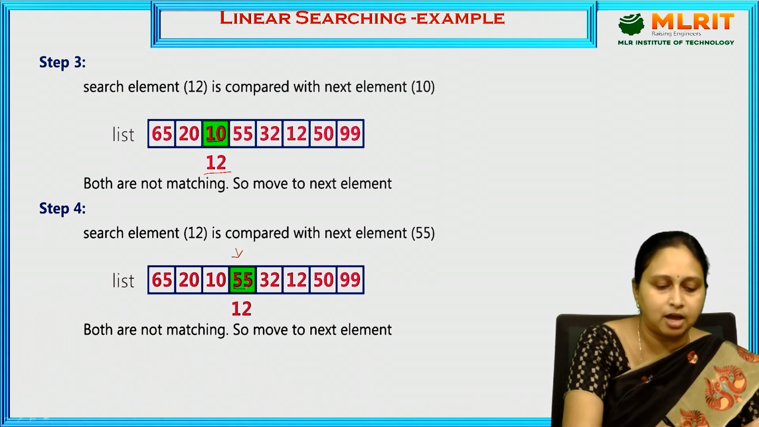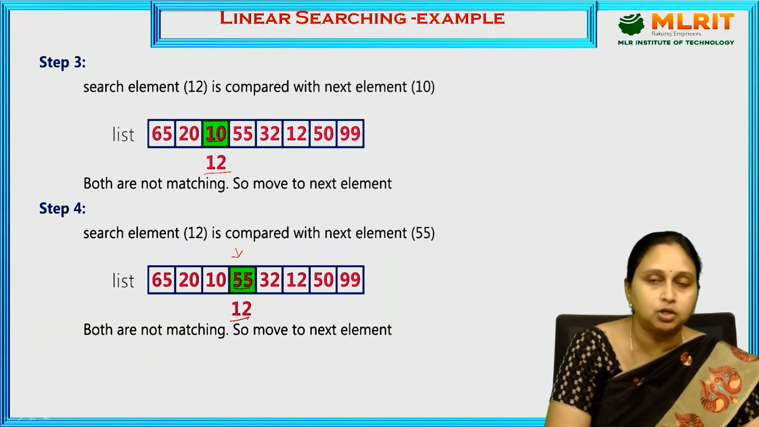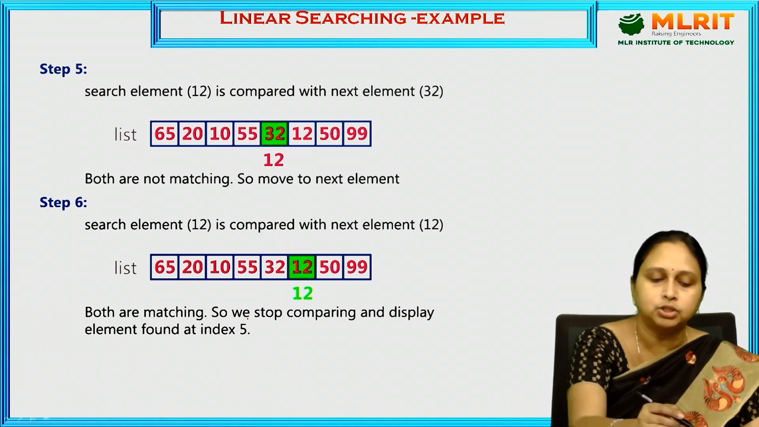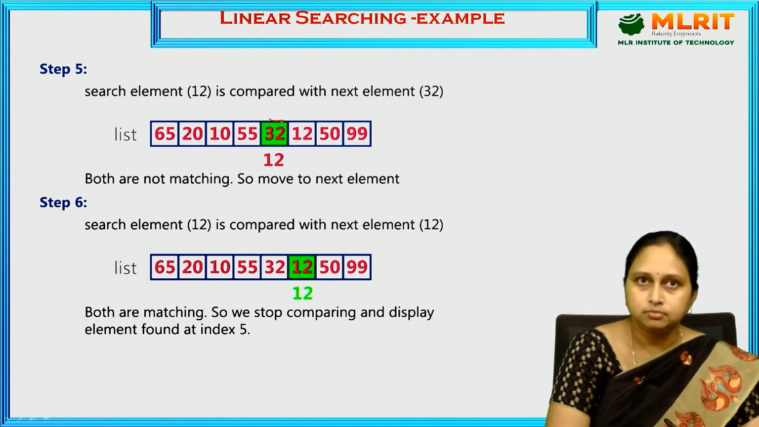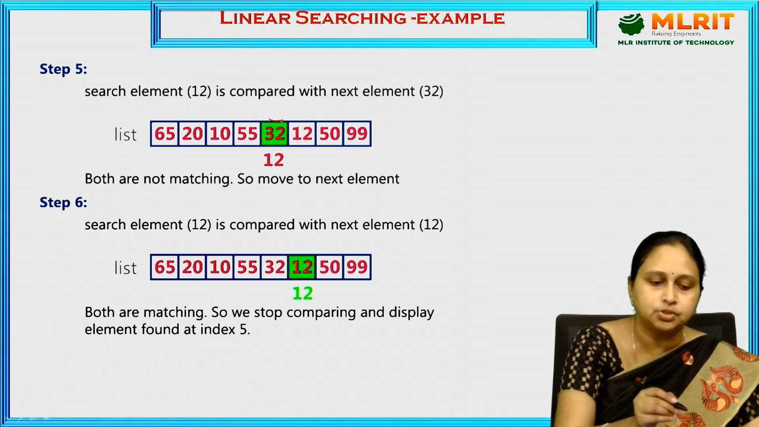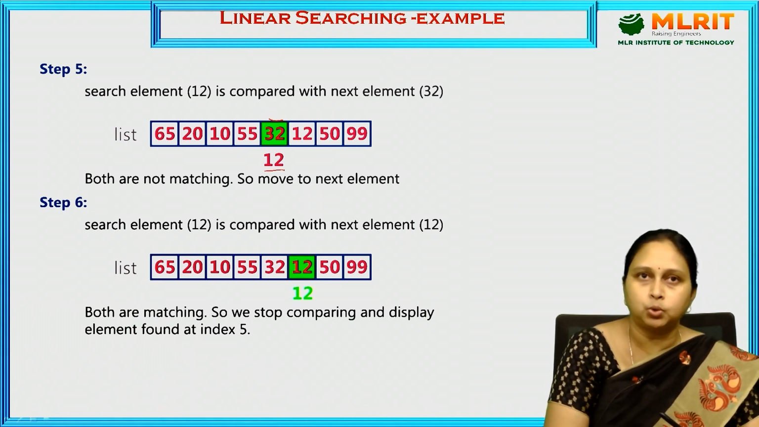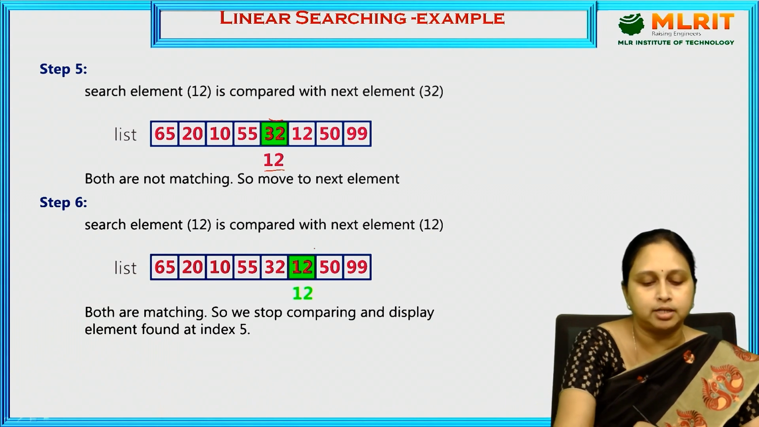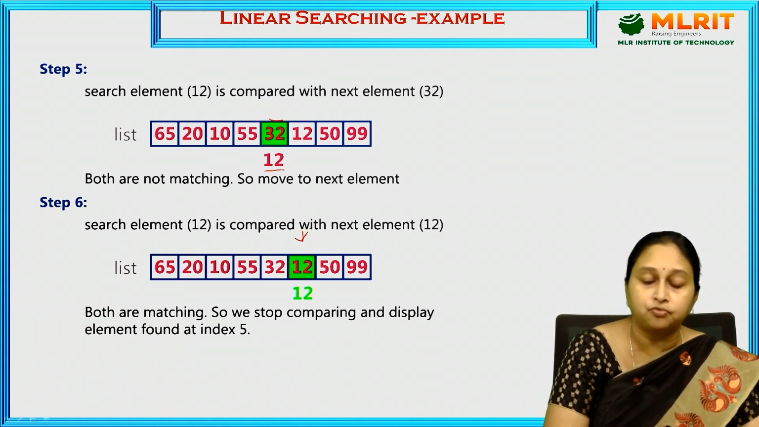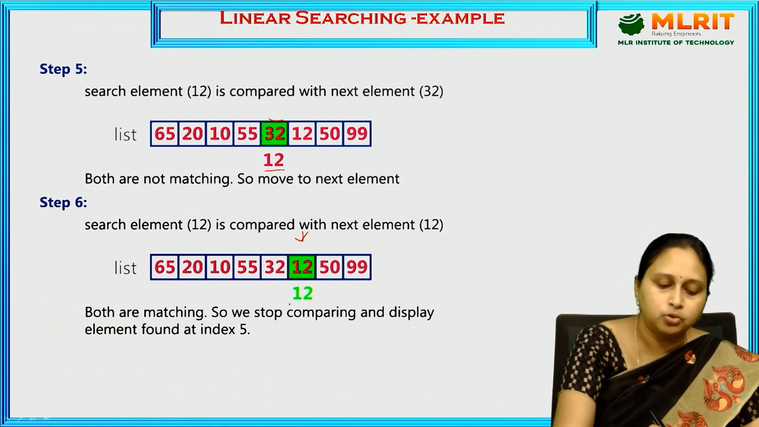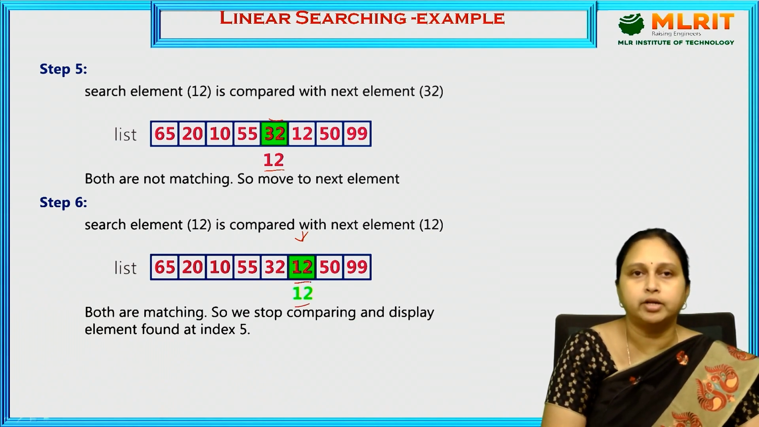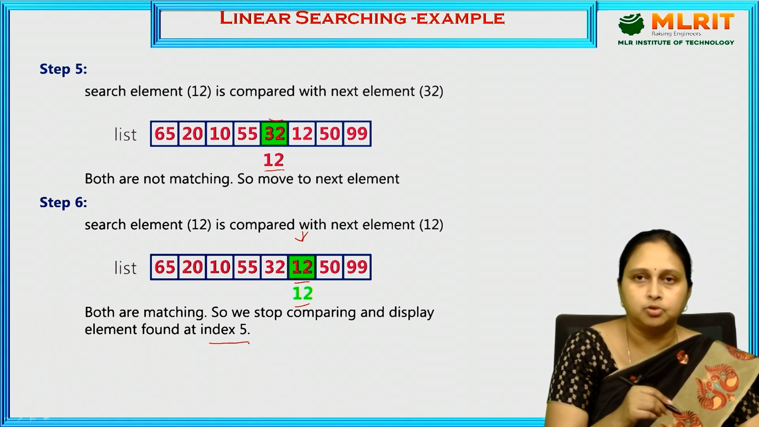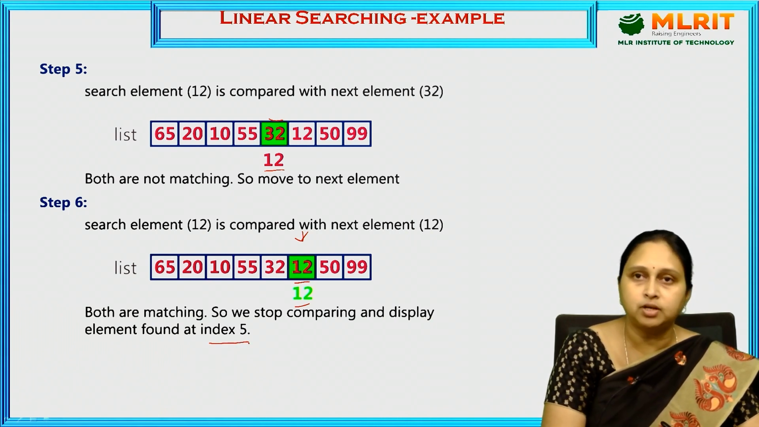The next location has 55. I am comparing it with 12. Both are not matching. Next we move to the next location, that is 32, the next element present in the list, and check with the search element 12. Both are not matching. Again we shift to the next position, that is 12 at index 5. Now both are matching, so we stop here and return its index.